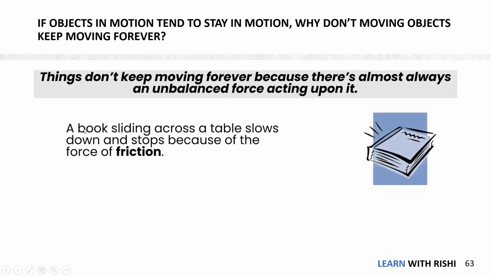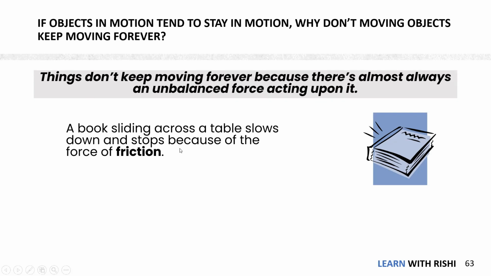For example, a book sliding across a table slows down and stops because of the force of friction. So force of friction is nothing but unbalanced force. Now you just take a book on the table and apply a certain force on the book. It will slide, but after a certain time, it will stop. So why will it stop? Because there is a force of friction between the surface of the table and the book. So this is nothing but unbalanced force.